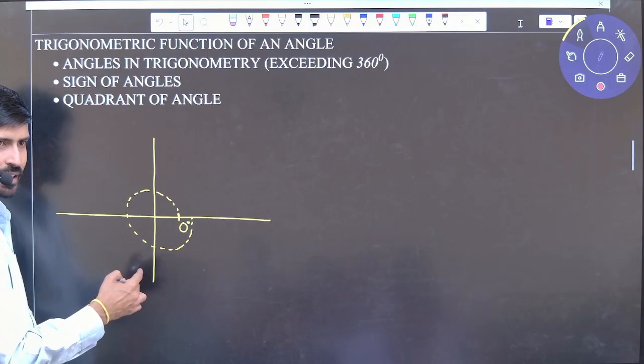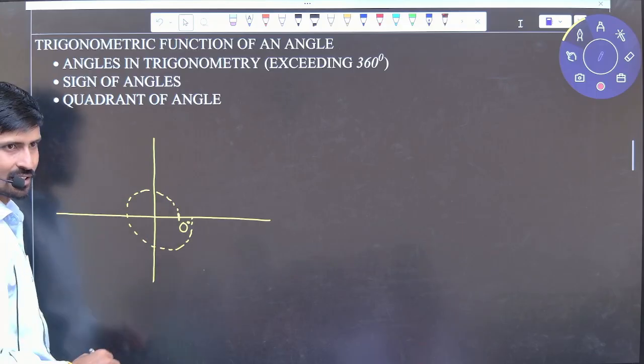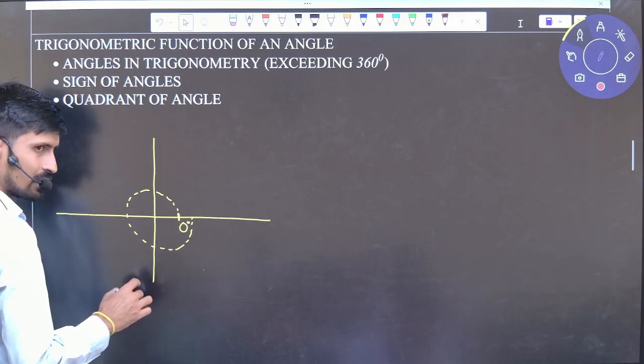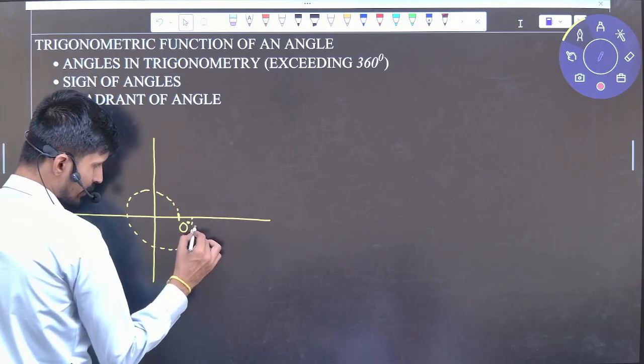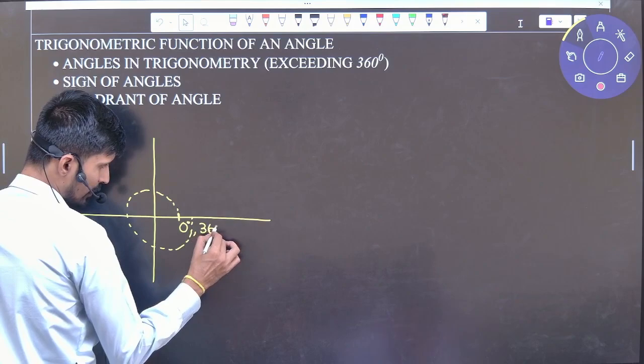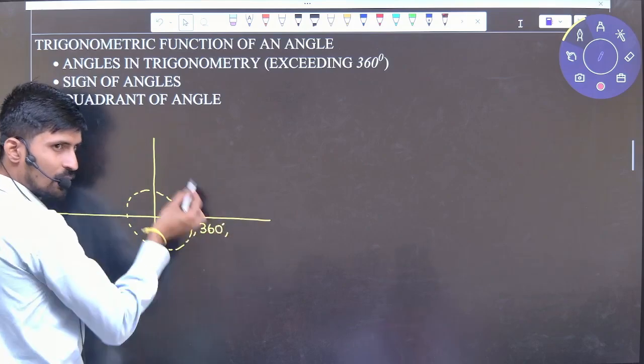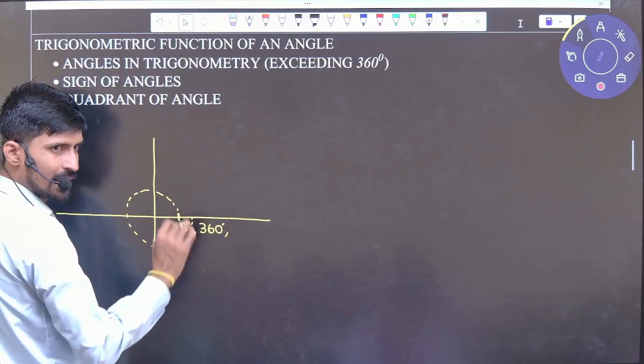But now you will say your angle is 360 degree. Yes or no? And again if you do one more rotation, that will become 720 degree. Yes or no?